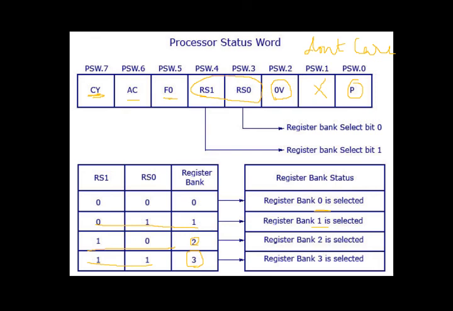I repeat: CY is carry, AC is auxiliary carry, F0 is the user flag, RS1 and RS0 are the register select bank bits, then the overflow flag, then PSW.1 which is X, a don't care bit, and the last is the parity bit. So this is how the program status word looks.